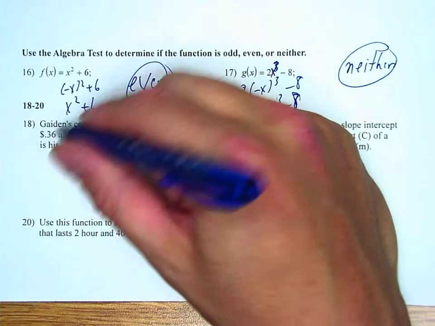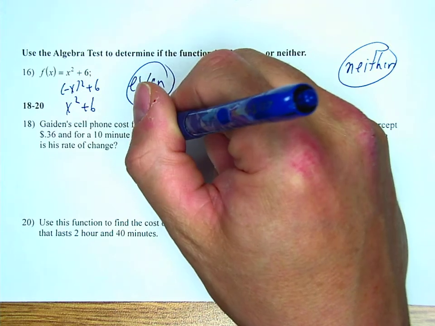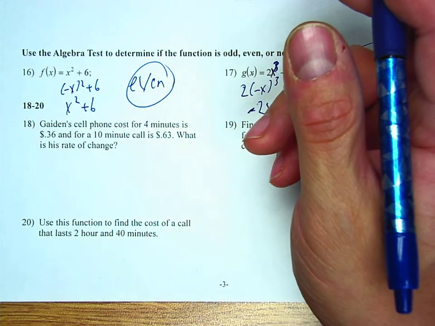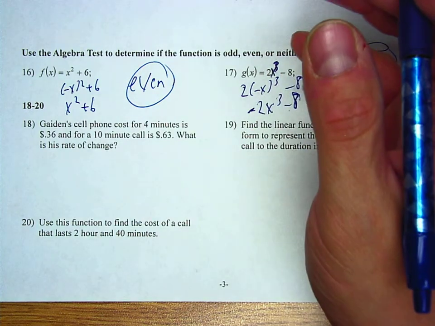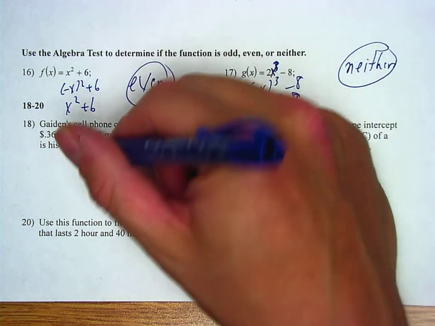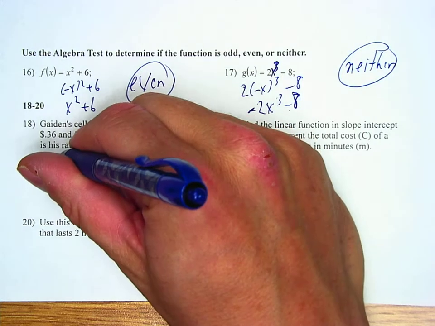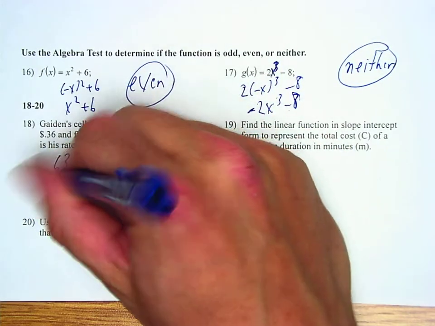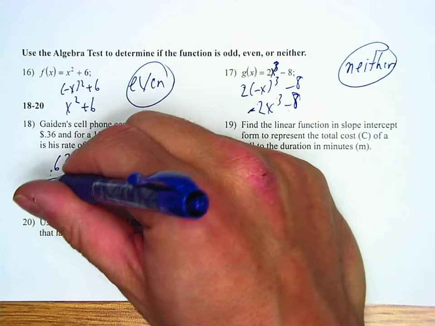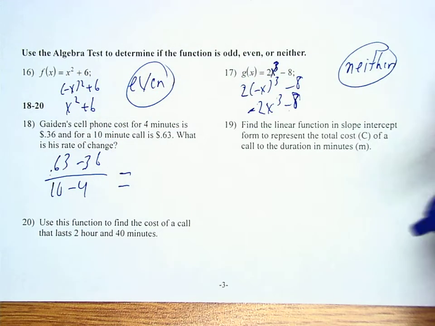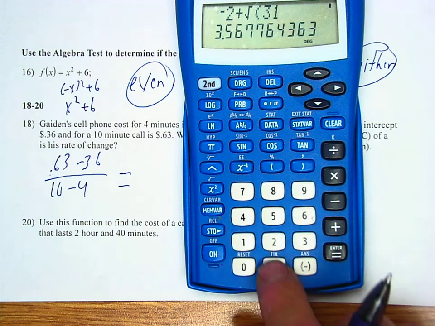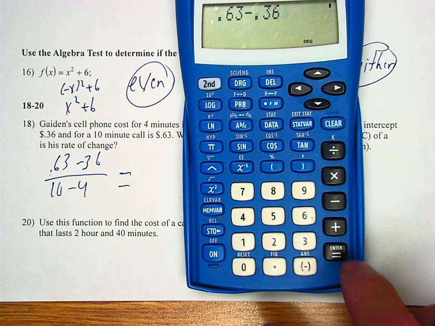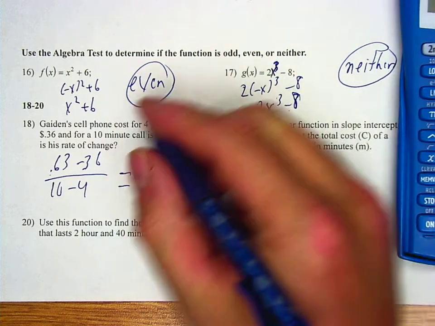So I can decide whether to put the money in the top and the minutes in the bottom, or the minutes in the top and the money in the bottom. Well, usually it's money per minute that you pay, not minutes per money. So we're going to put the money in the top. So 63 cents minus 36 cents divided by 10 minus 4. And again, I can use a calculator here. I don't have to do this part by hand. 0.63 minus 0.36 is 0.27. So it's 27 cents.